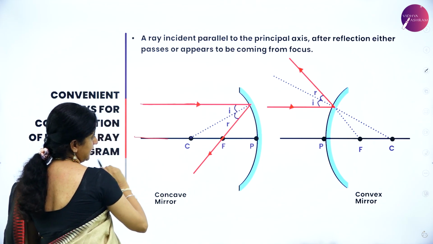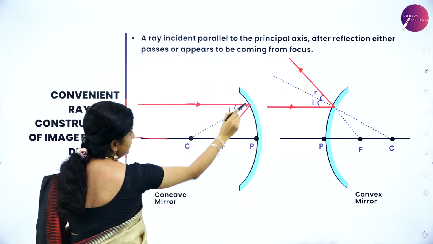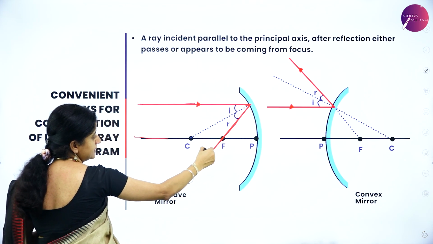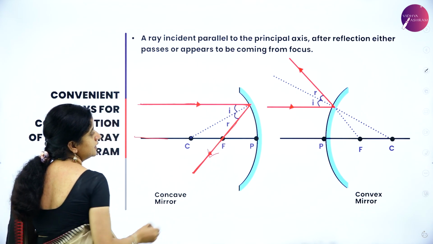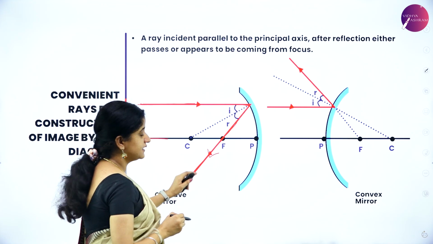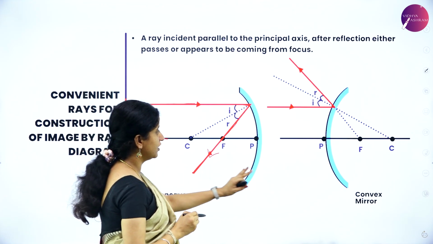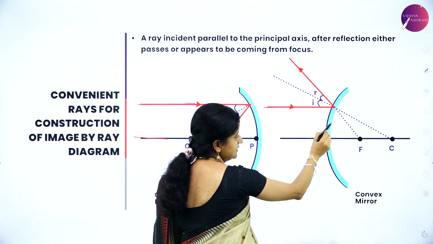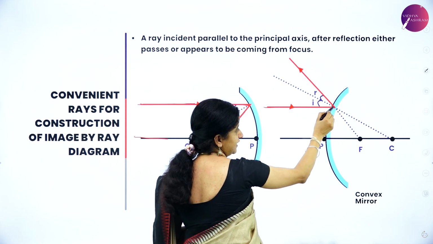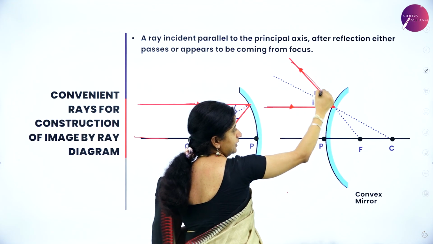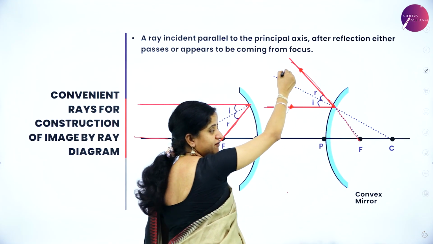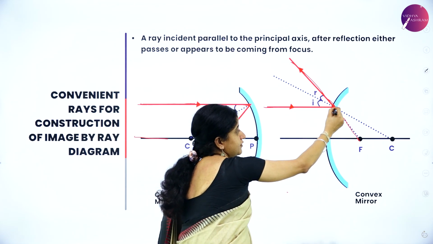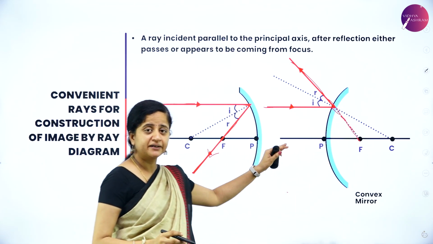The next one is a ray incident parallel to the principal axis. See, this is the principal axis. Our incident ray is parallel to the principal axis. Now, after reflection, it will pass through the principal focus. So this is the reflected ray. This is in the case of a concave mirror. In the case of a convex mirror, this is my incident ray which is parallel to the principal axis. After reflection, it appears to come from the focus because it gets reflected at this surface itself. So if you draw the imaginary line, it will meet at the focus.